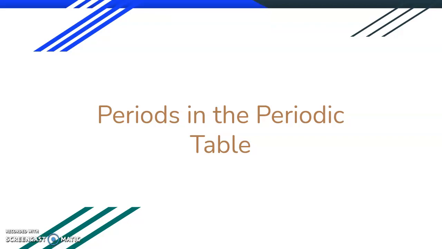We're going to start talking about the periods of the periodic table. So we've learned a little bit about the basics of our periodic table. We've learned about atoms and what they look like, and now we're going to start talking about how our elements and atoms change as we go through different parts of our periodic table.